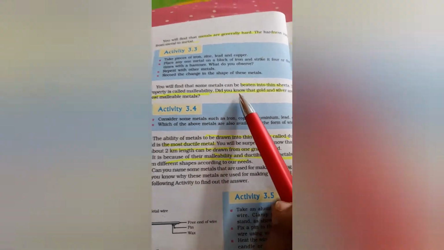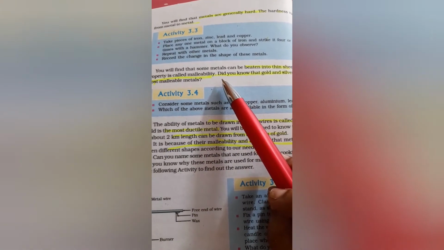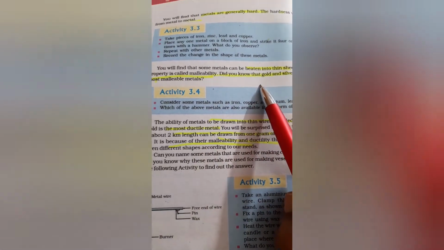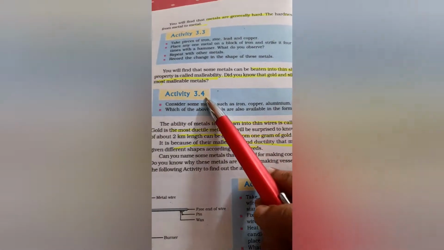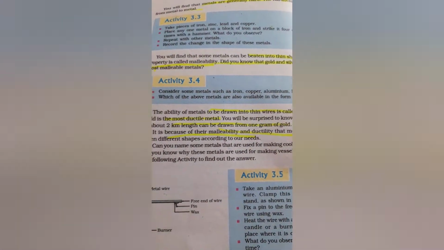You can see that metals can be beaten into thin sheets. The property using which you can beat metal into thin sheets is known as malleability. You should know that gold and silver are the most malleable metals. They can be easily beaten into thin sheets. When you make ornaments using gold, it's very easy. You can make it into any shape, gold and silver.